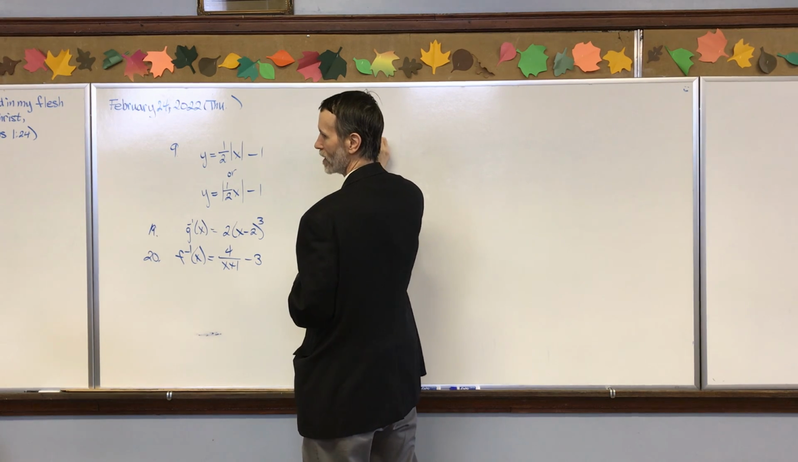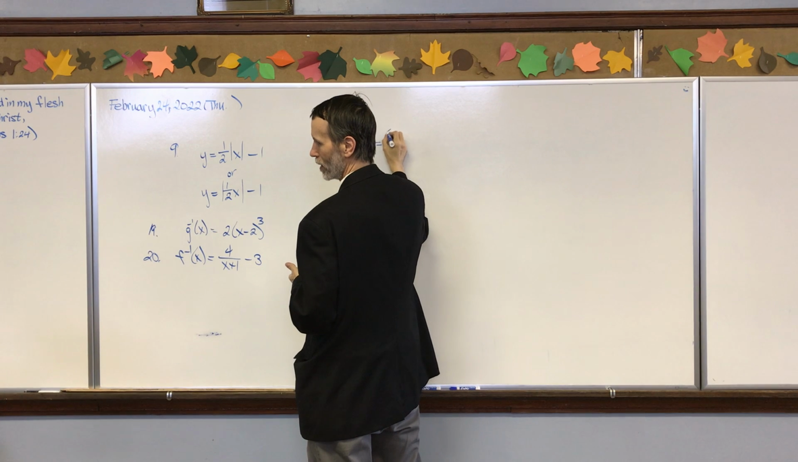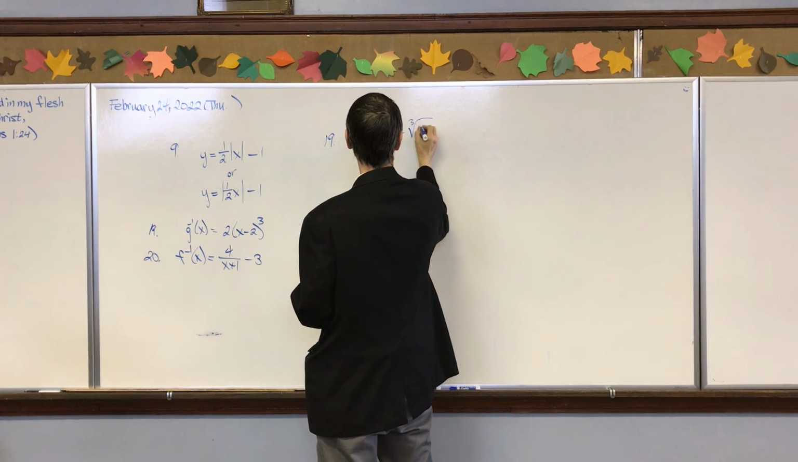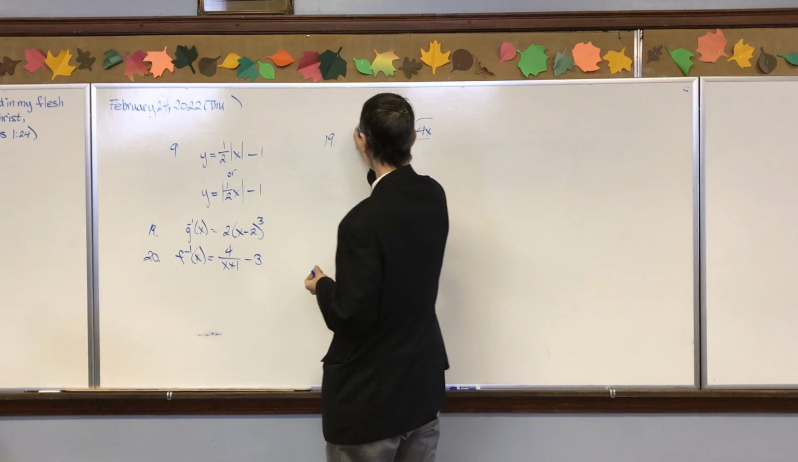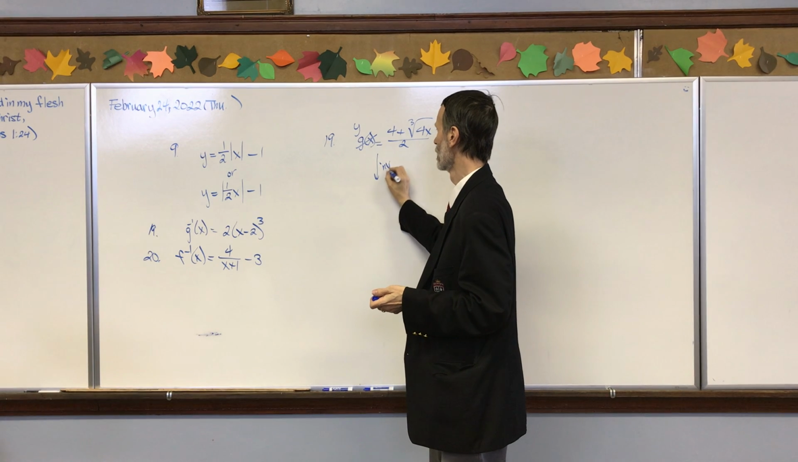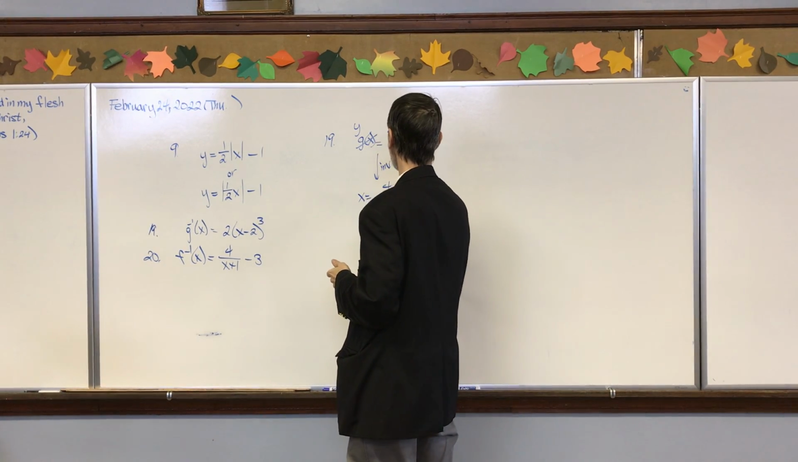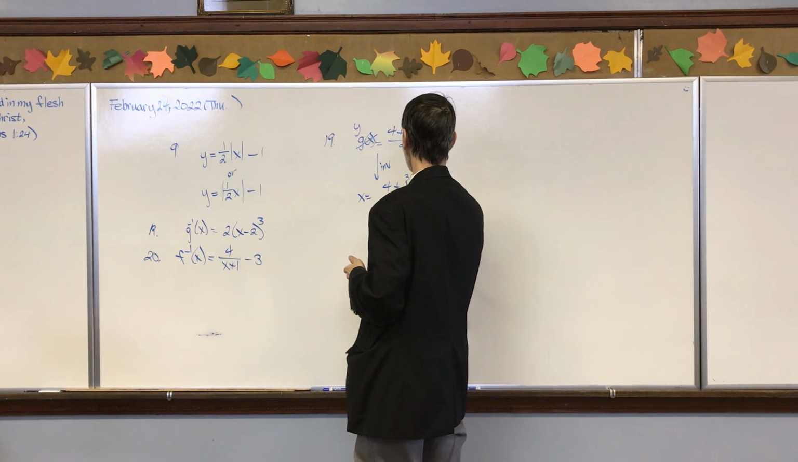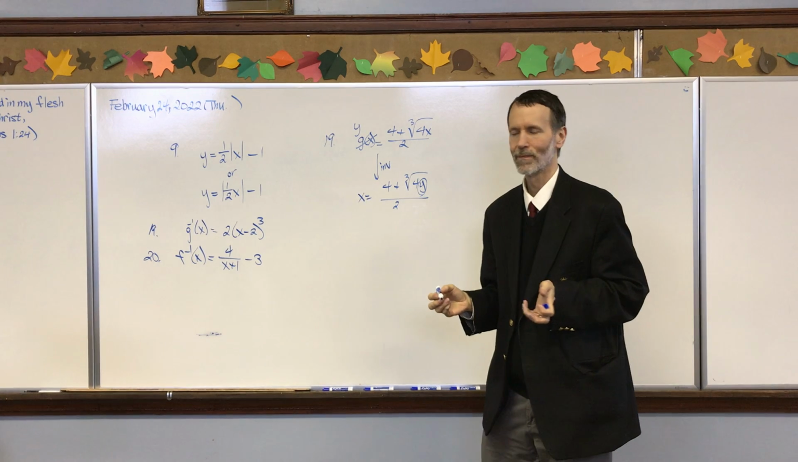So g of x equals, I'm just going to do number 19 together. It'll be quicker. 4 plus the cube root of 4x all over 2. I'm going to make this y. To take the inverse, you switch the x and the y. So x equals 4 plus the cube root of 4y over 2. And now try and get y by itself.